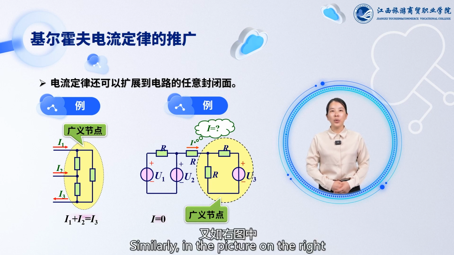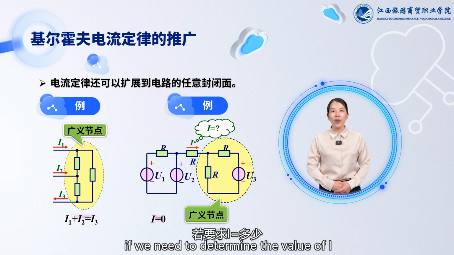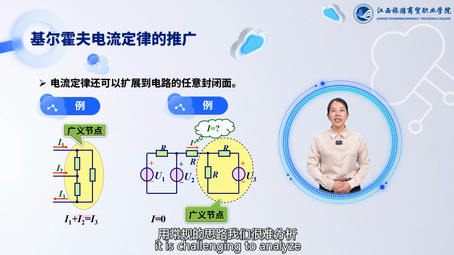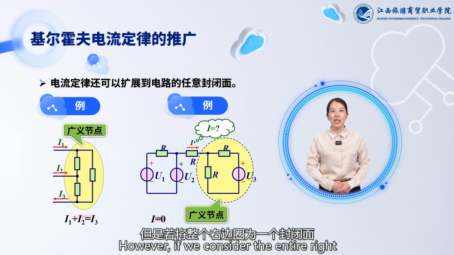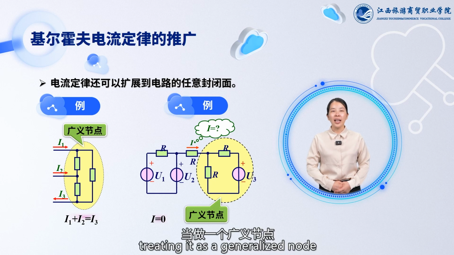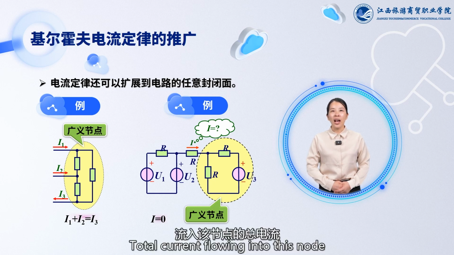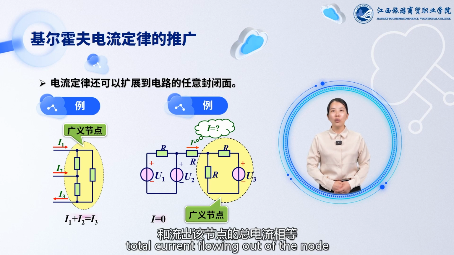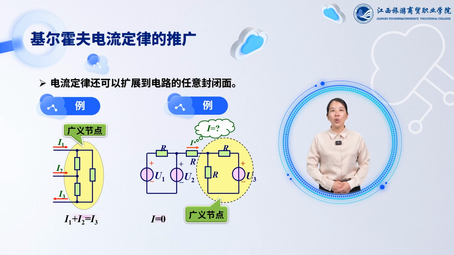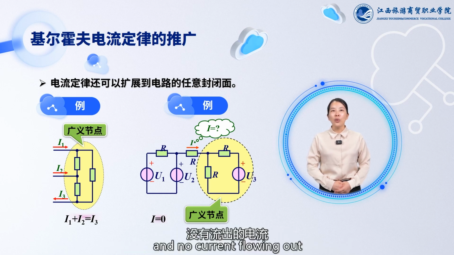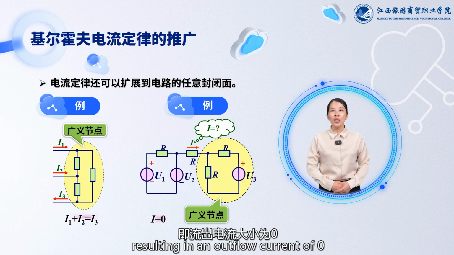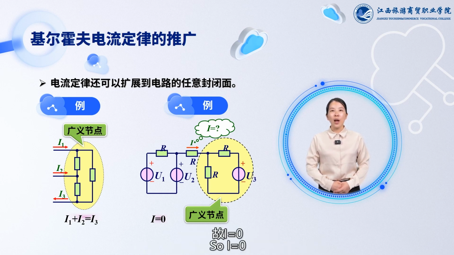Similarly, in the picture on the right, if we need to determine the value of I, it is challenging to analyze using conventional methods. However, if we consider the entire right side as a closed surface, treating it as a generalized node, the total current flowing into this node is equal to the total current flowing out of the node. In this case, there is only one current flowing into the node and no current flowing out, resulting in an outflow current of 0. So I equals 0.